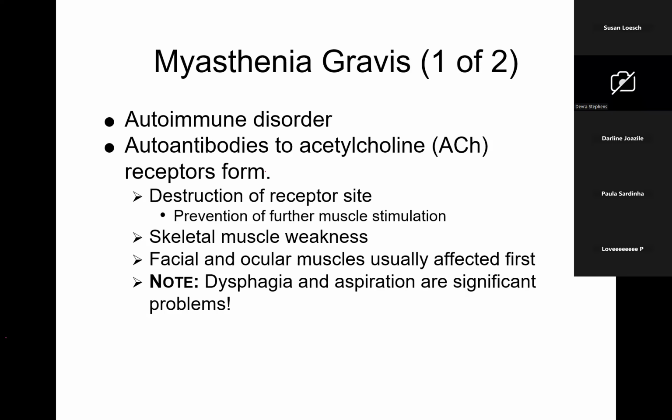We'll have destruction, so autoantibodies attach to the acetylcholine receptors and block and destroy the receptor site, so that stimulation of the muscles cannot occur, and this causes weakness of the skeletal muscle, fatigue. The facial and ocular muscles are usually affected, and then it follows with the arm and the trunk muscles. So it starts in the facial area and moves itself down. These clients are at risk for dysphagia and aspiration.